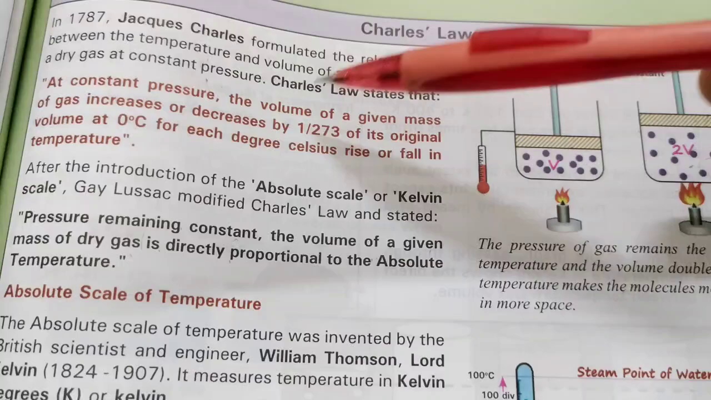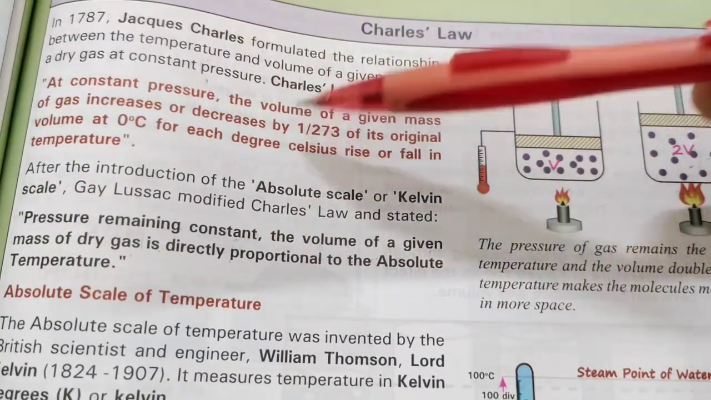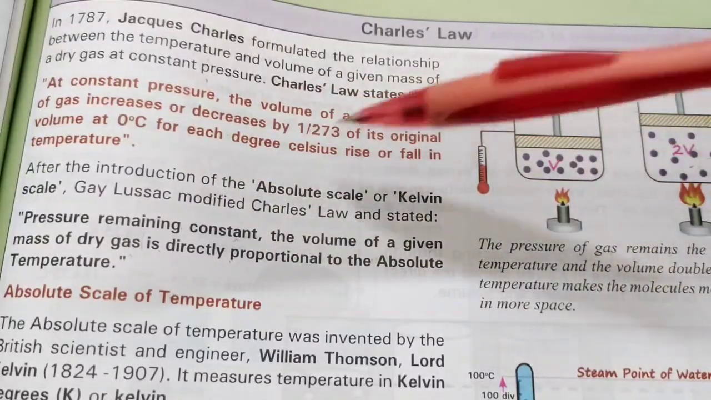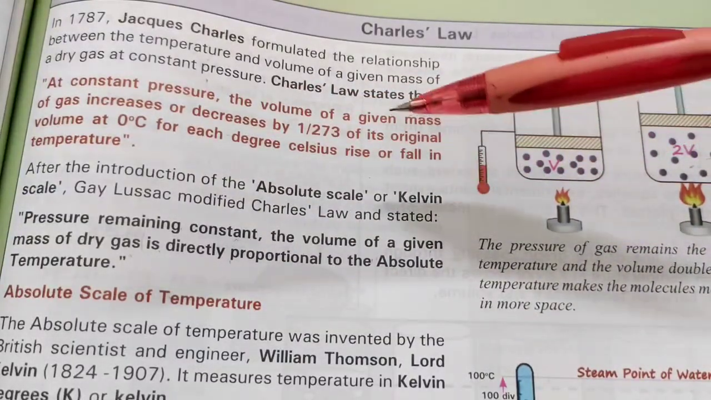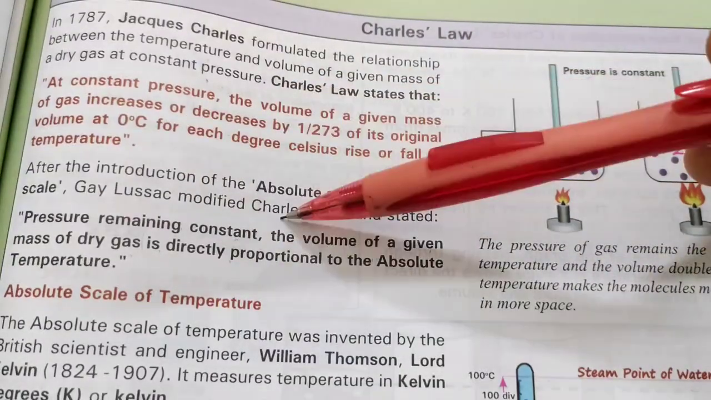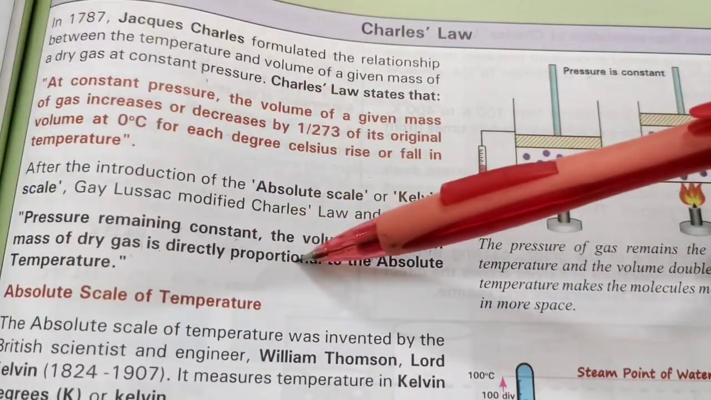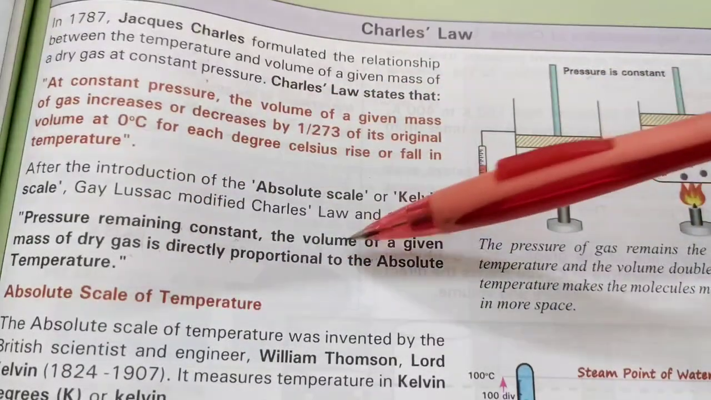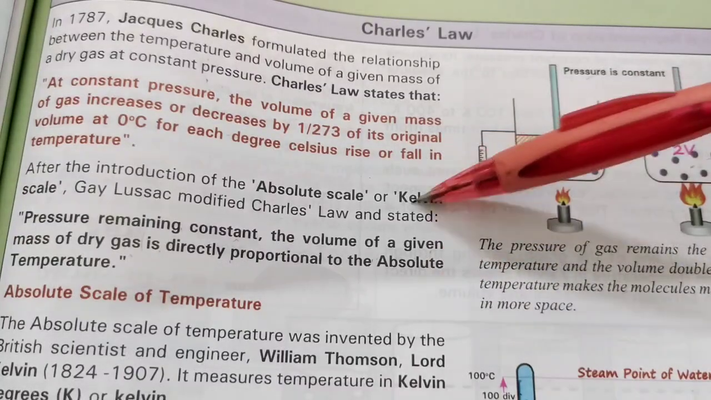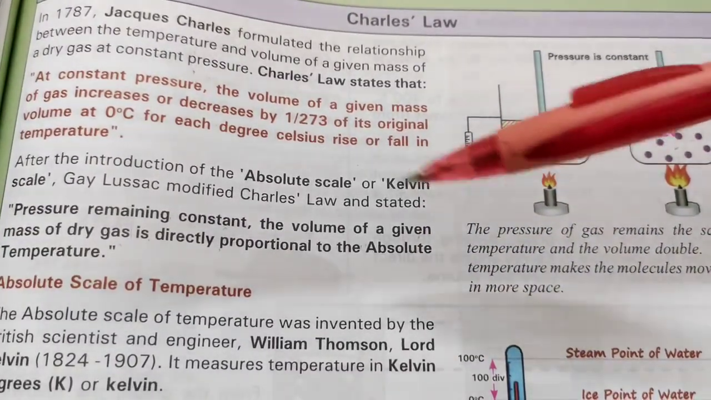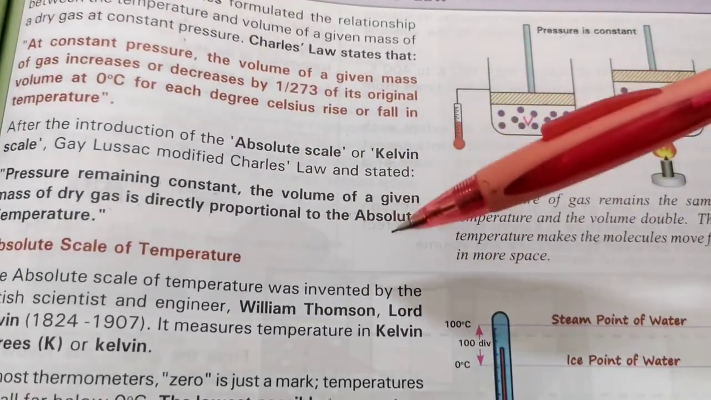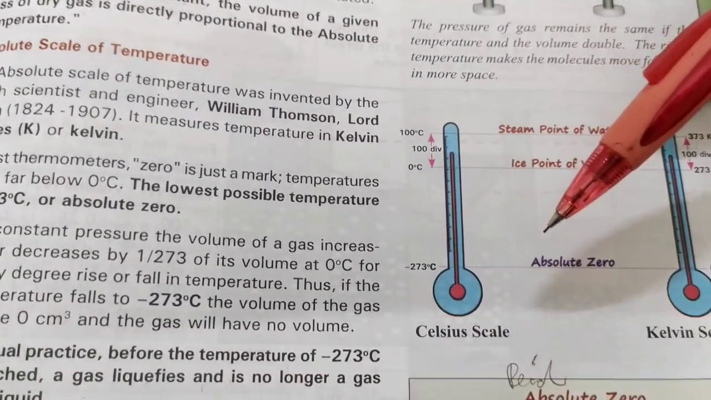So at constant pressure, the volume of a given mass of the gas increases or decreases by 1 upon 273 of its original volume at 0 degrees Celsius for each degree Celsius rise or fall in temperature. This is quite a complex language. So instead of using degree Celsius, if we use Kelvin, then the law becomes very easy, which is, pressure remaining constant, the volume of a given mass of a dry gas is directly proportional to the absolute temperature, meaning Kelvin temperature. So Gay-Lussac modified Charles' law and made it easy. And a new scale of temperature was invented, the Kelvin scale.